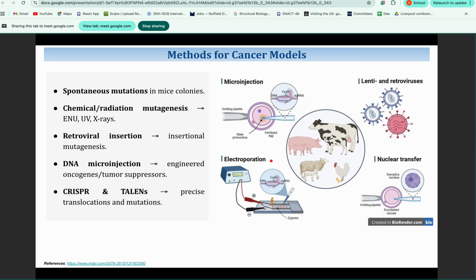We can also use electroporation, where we will use the electric current, creating pores in the cell membrane and then inserting something into it. We can also use nuclear transfer, in which we have the enucleated oocyte, and we can insert the somatic nucleus into this enucleated oocyte artificially. So this is how we can make the cancer models. We can induce the cancer state in these model organisms by using these different methods.